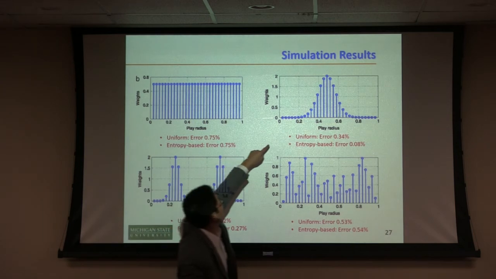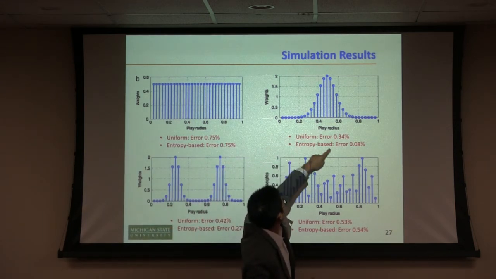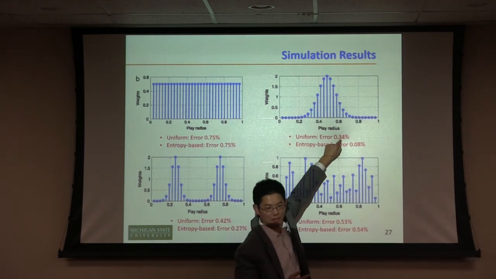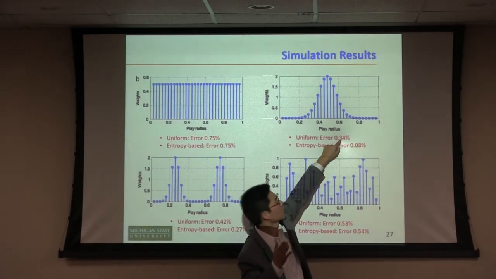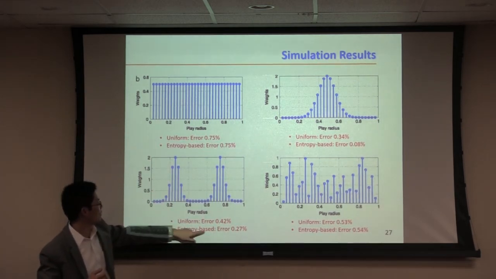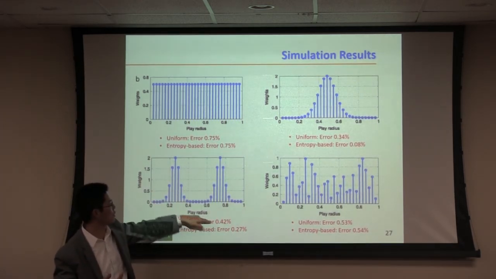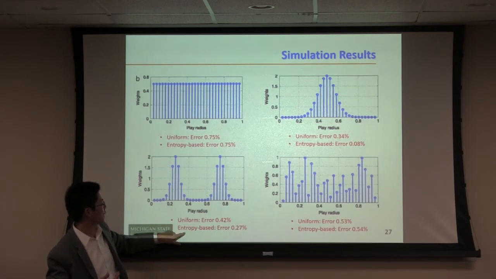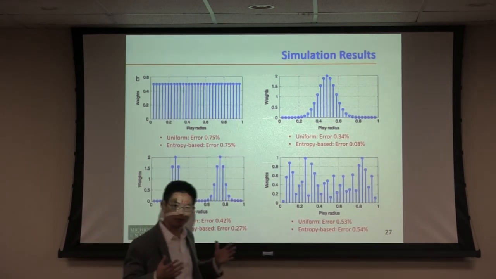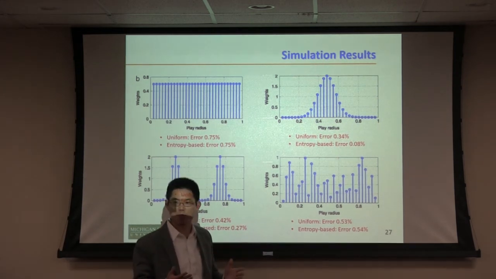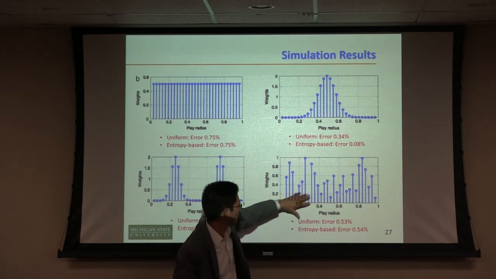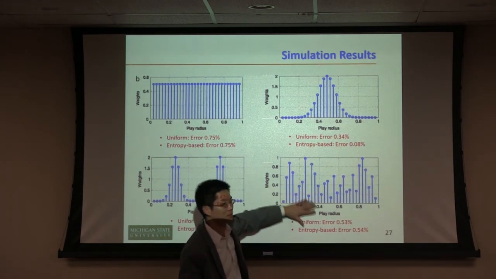However, if you have a distribution like this, okay, the error here is like 20% of what you get if you do just a uniform distribution. For this case, you also have almost half of the error compared to the uniform distribution. But if you do entropy-based optimization, it's basically 100% improvement in performance. When you have a really random case, it turns out the error is fairly similar.